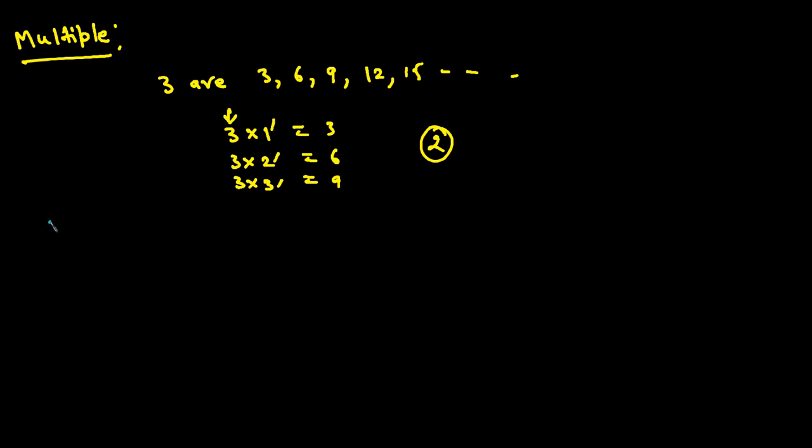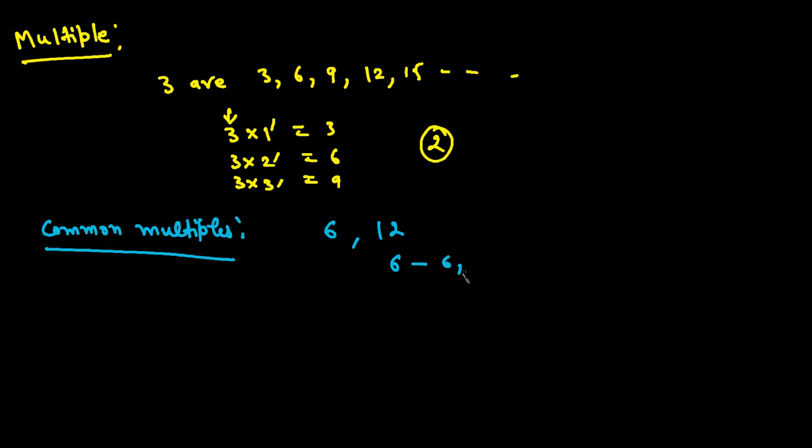Let's write down another thing. How about common multiples? A common multiple is a number that is a multiple of two or more numbers. For example, let's say we have the numbers 6 and 12. Find the common multiples of these two numbers. How are we going to find that? I'm going to write the multiplication table for 6, which is 6, 12, 18, 24, and so on. Then write it for 12, which is 12, 24, 36, and so on.